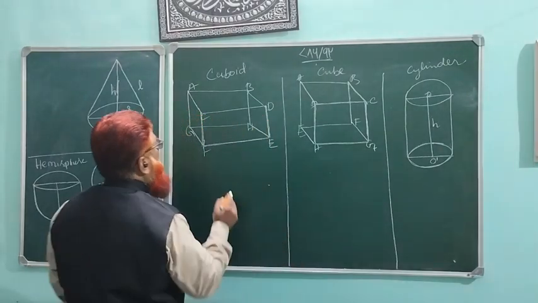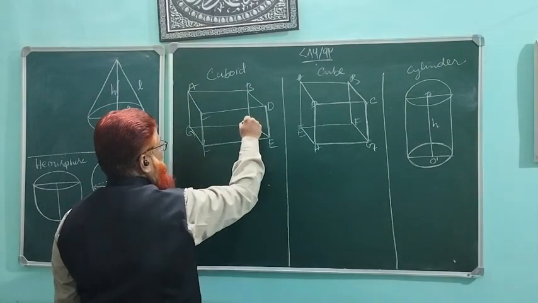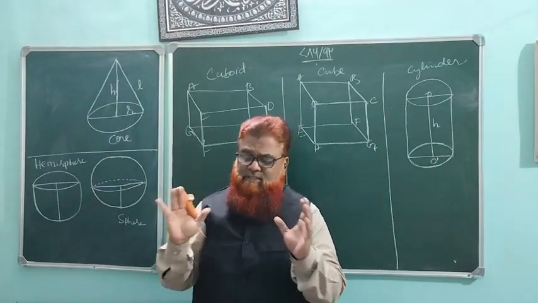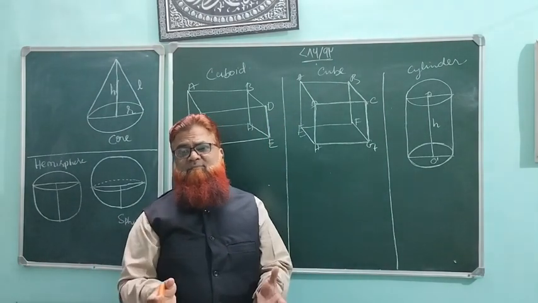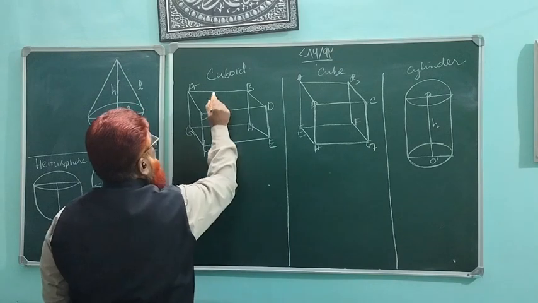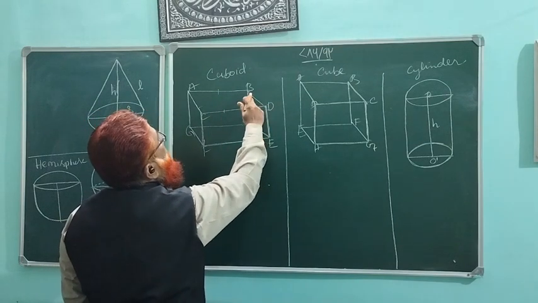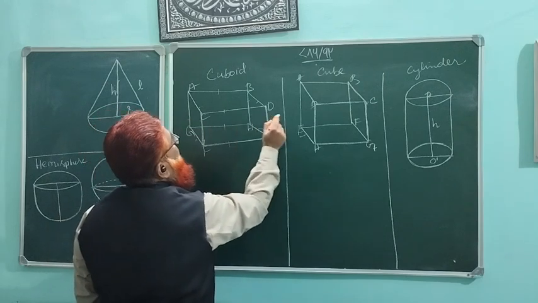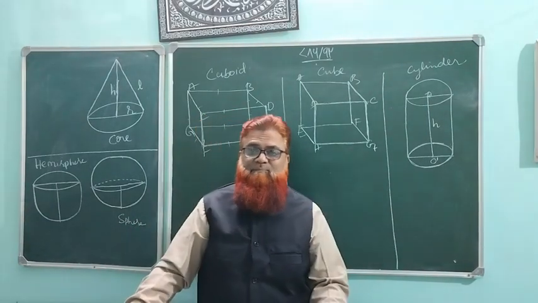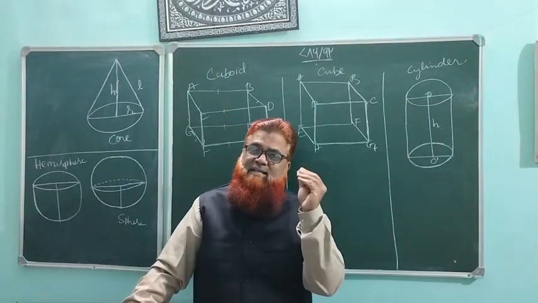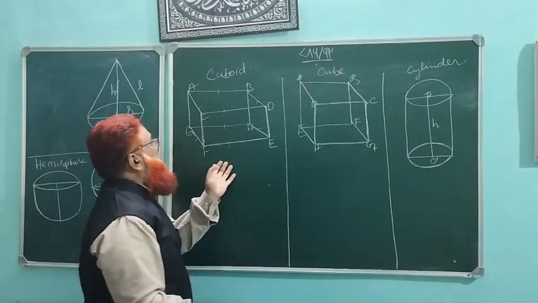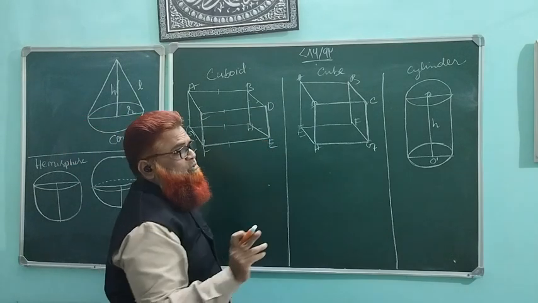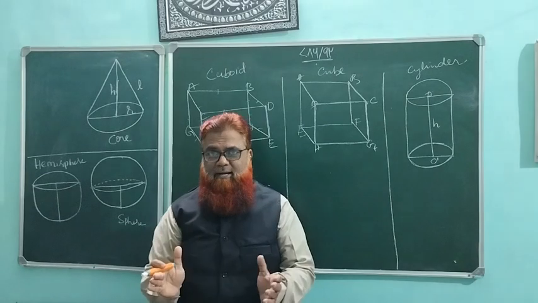How many vertices do we have for this three-dimensional cuboid? 8 vertices. How many faces? 6 faces. And how many edges? 1, 2, 3, 4, 5, 6, 7, 8, 9, 10, 11, 12, so 12 edges. So this cuboid has 8 vertices: A, B, C, D, E, F, G, H. So this is called a cuboid.